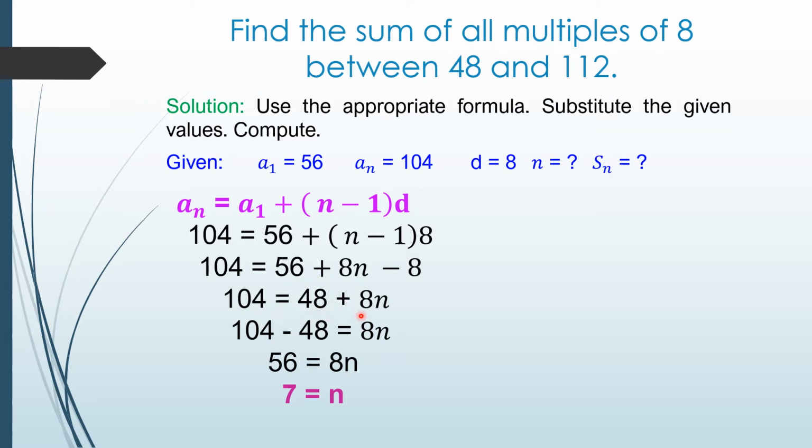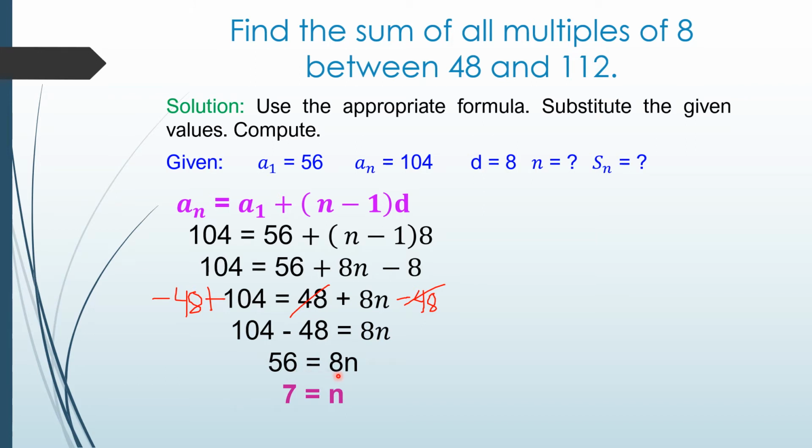Let us simplify this equation. Kung mapapansin, meron tayo ditong positive 48 at kailangan itong ma-eliminate. So paano gagawin natin? We will apply the subtraction property of equality, wherein ima-minus natin yung 48 sa right side at ganoon din sa left side. Sa ganitong pamamaraan, makakancel yung positive 48 at negative 48 dahil ito ay equal na sa 0. So matitira na lamang ay 8n sa kanang bahagi at magiging 104 minus 48, that is equal to 56.